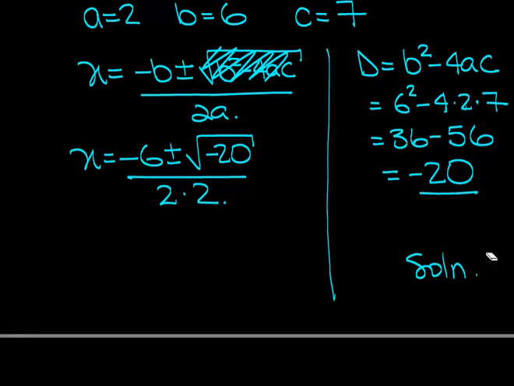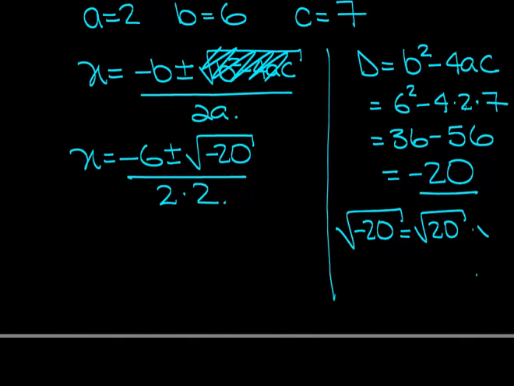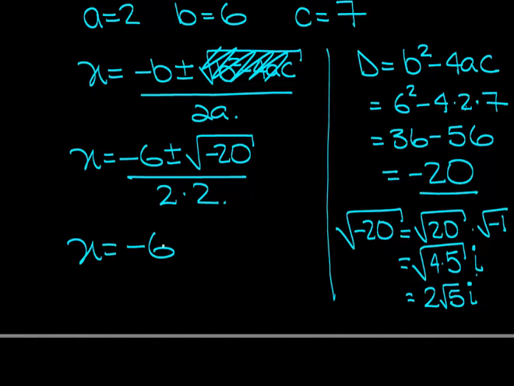So let's figure this out. Let's do square root of negative 20. That's the same thing as square root of 20 times square root of minus 1. Now 20 is not a perfect square, so ask yourself, can I write it as a product of two numbers where one of them is? It's 4 times 5, with the i here. And square root of 4 is 2, so we get 2 square root of 5. So that's what we get. So we get x is equal to negative 6 plus or minus 2 square root of 5 i, divided by 4.